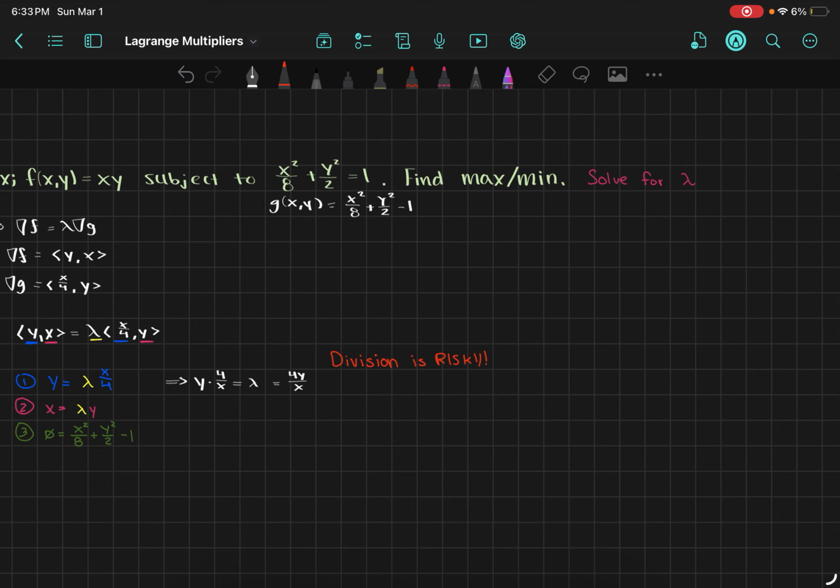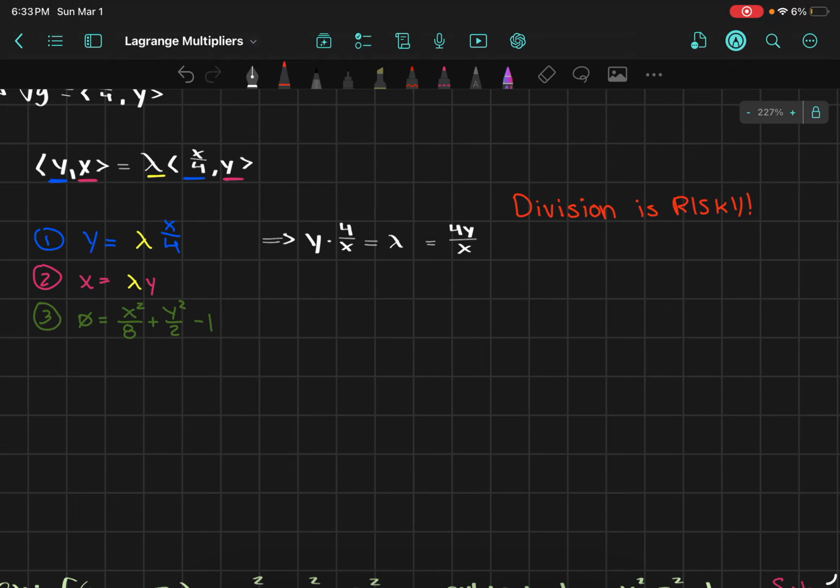So how are we going to make sure that this x is not equal to 0? Let's think about it. In our second equation, we can prove that x is not equal to 0. If x is equal to 0, then that means y is also equal to 0. If we plug x equals 0 and y equals 0 into our constraint, we're going to have 0 is equal to negative 1, meaning x cannot equal 0, therefore y cannot equal 0, so neither of them equal 0 because of that constraint.